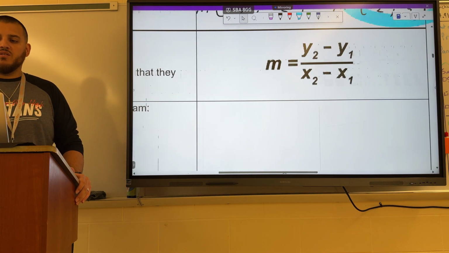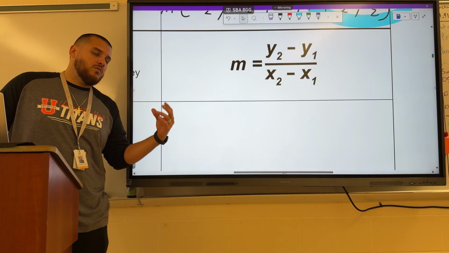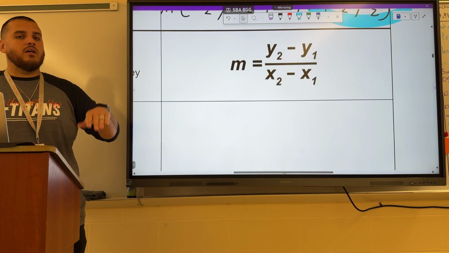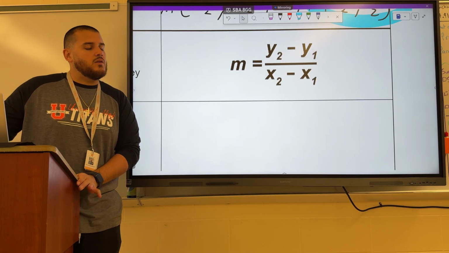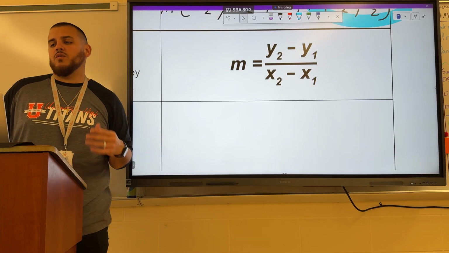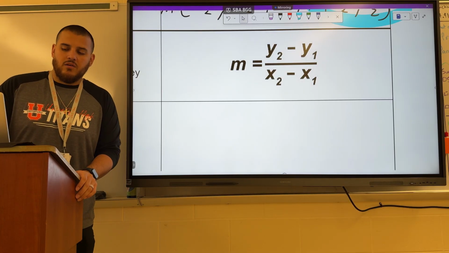As a reminder, here's your slope formula. Lowercase m for slope equals y2 minus y1 over x2 minus x1. Again, this is given to you in the state of Florida on your reference sheet. You don't have to memorize it. You should though, it's an easy formula. We need to master how to use it.